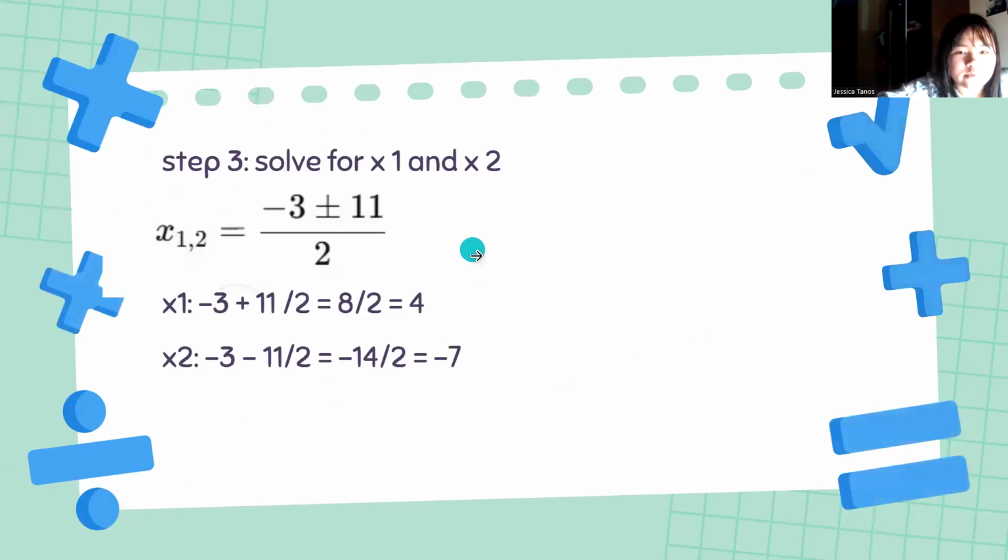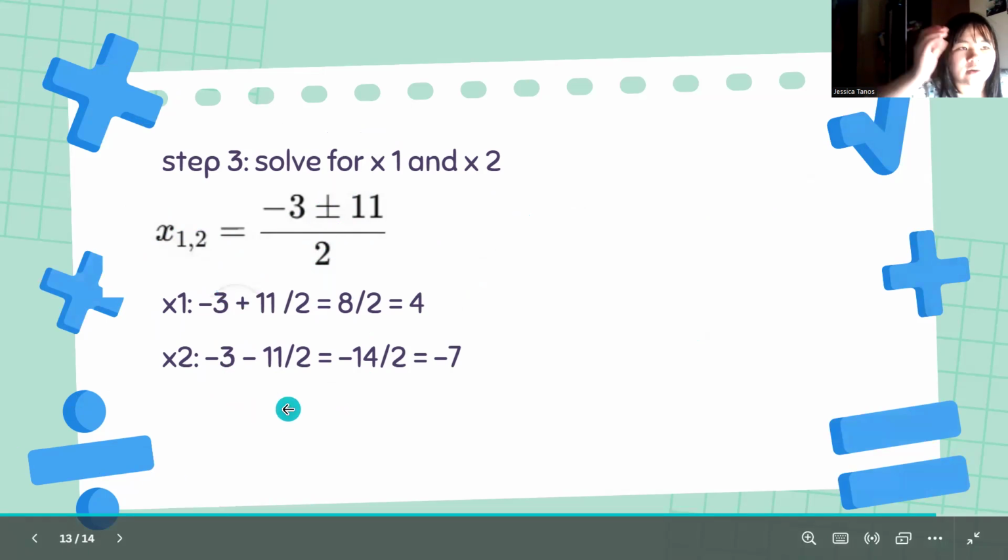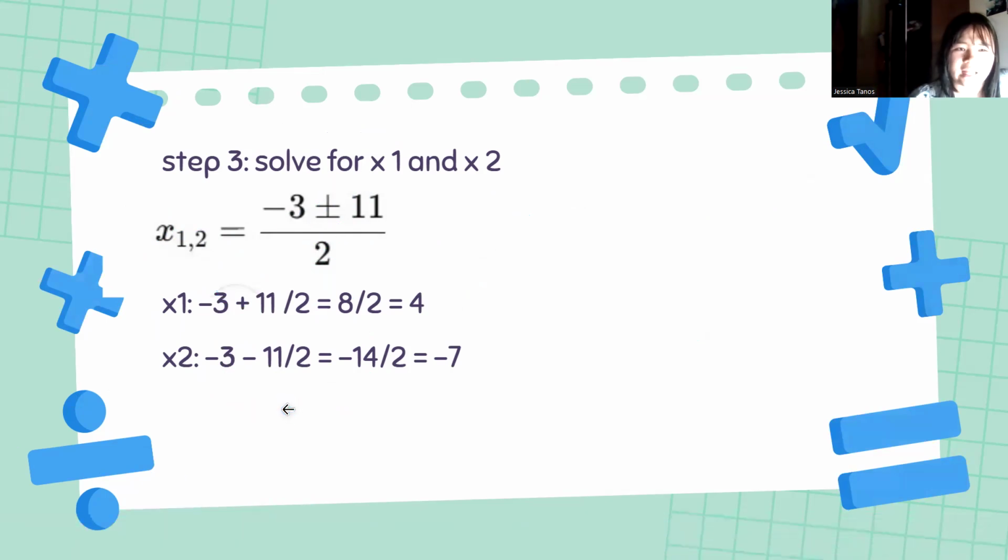Step 3, solve for x1 and x2. Basically, we separate the plus minus, like we did in the quadrat sempurna, where we split out the negative and the positive. So I put the positive in x1 and negative in x2. If you put it terbalik, it's actually going to be the same, so you don't need to worry at all. The answer is still going to be the same.